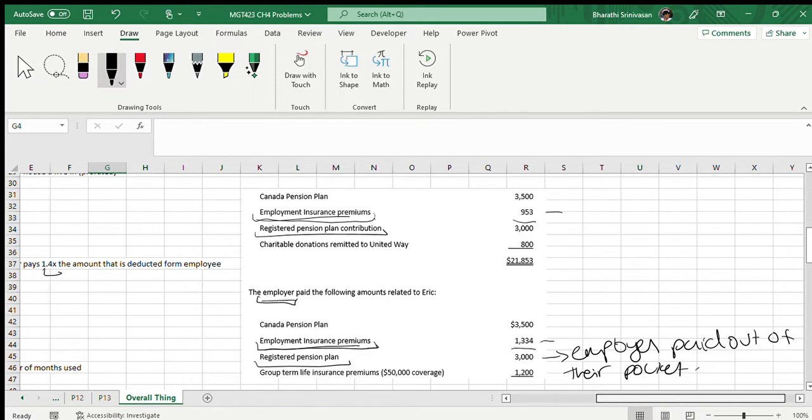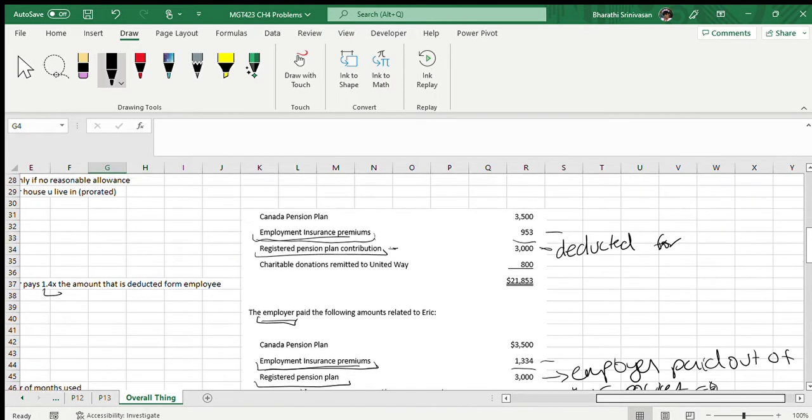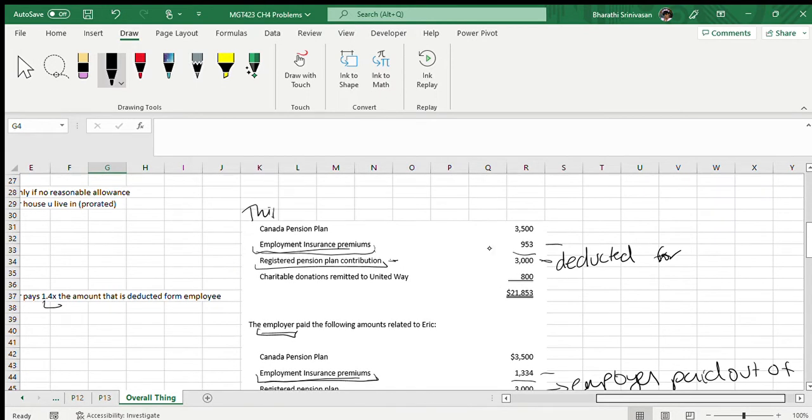Right? So it's a benefit, but as we know, RPP is a non-taxable benefit, so you don't have to include it in the calculations. This RPP over here is the RPP that was deducted from your salary, right? So this at the top, they might say something like, oh, this much was deducted from salary. This was deducted from salary.